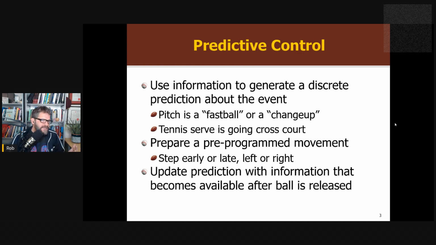Then we're going to use this to pre-program some movement, right? We're going to start moving left. We're going to start our swing a bit earlier, start shifting our weight a bit earlier if we predict it's a fastball, and so on, right? So we're using what is called predictive control, right? We're using a prediction about an upcoming event to parameterize a motor program to generate a movement, right? And that's kind of the classic view of what we do with these advanced cues.